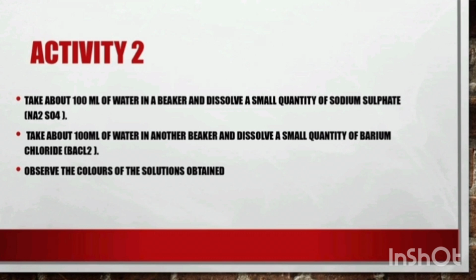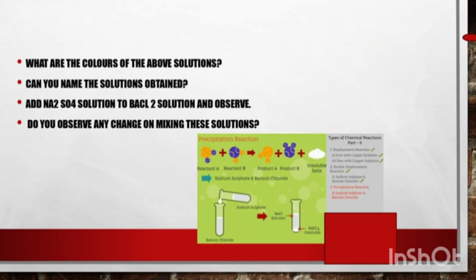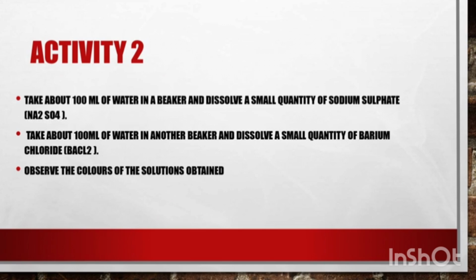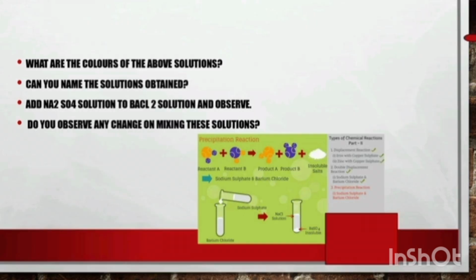Next is barium chloride. Since we have taken 100 ml of water in a beaker and dissolved a small quantity of sodium sulfate, the next solution is barium chloride. We take 100 ml of water in another beaker and dissolve a small quantity of barium chloride. Barium chloride is also solid white in color. When we dissolve barium chloride in water, it will be colorless. So we have two solutions with us.